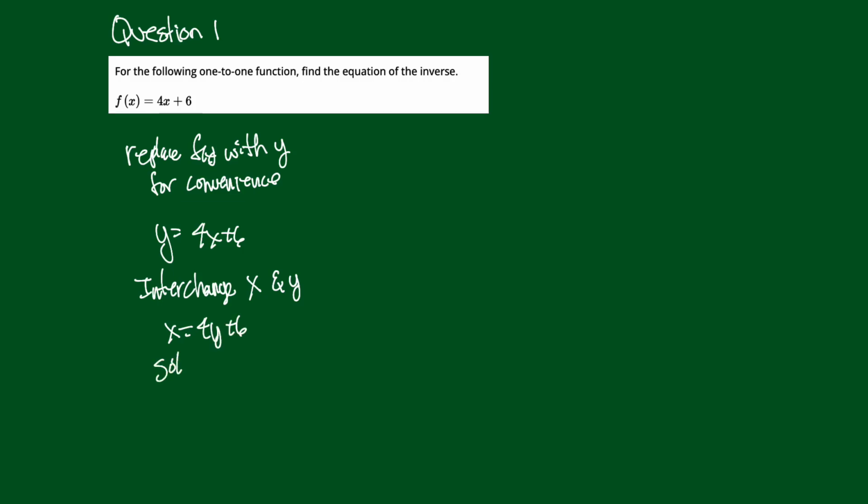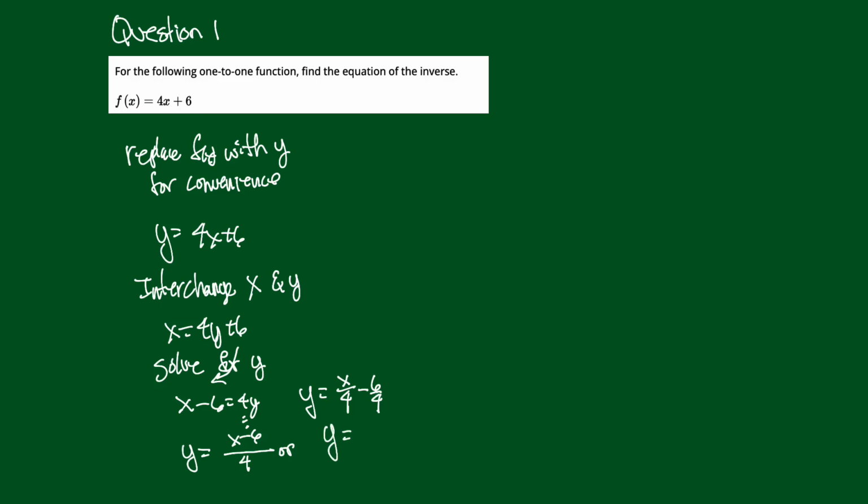And then solve for y. If I solve for y, what am I going to do here? So I'm going to subtract that 6. I'll get x minus 6 equals 4y. And then what I can do is divide by that 4. I could divide the whole side by 4, or I could divide each individual term by 4, getting x over 4 minus 6 over 4, but I'm going to write that like this. Y is equal to 1/4 x minus 3/2.